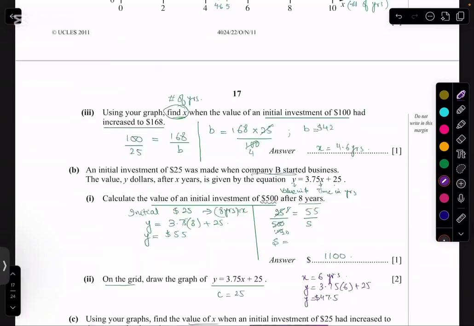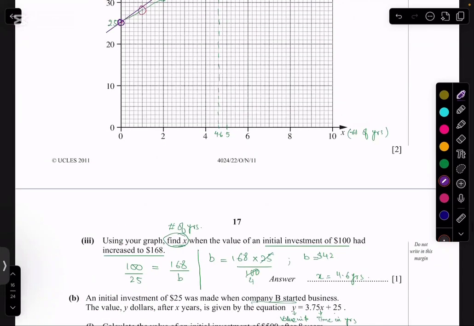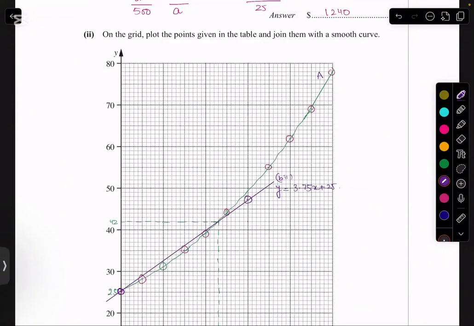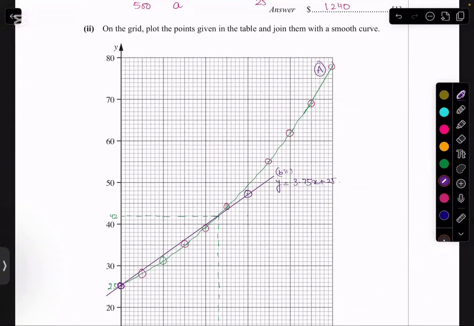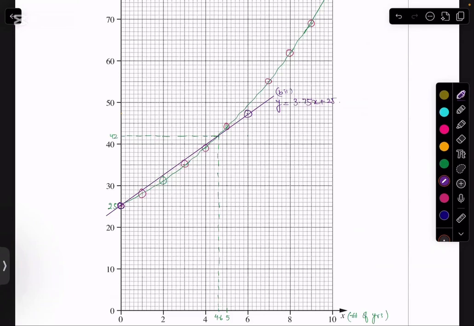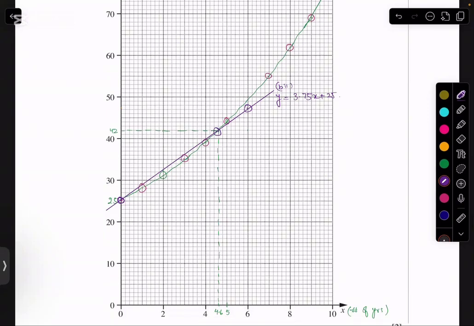So we have the graph for company A. This was representing company A. And we have the graph also for company B. So where are they intersecting? I can see that they are intersecting somewhere over here. Somewhere here. So if they are intersecting somewhere here, then I can see that the values are 4.6 and 42.